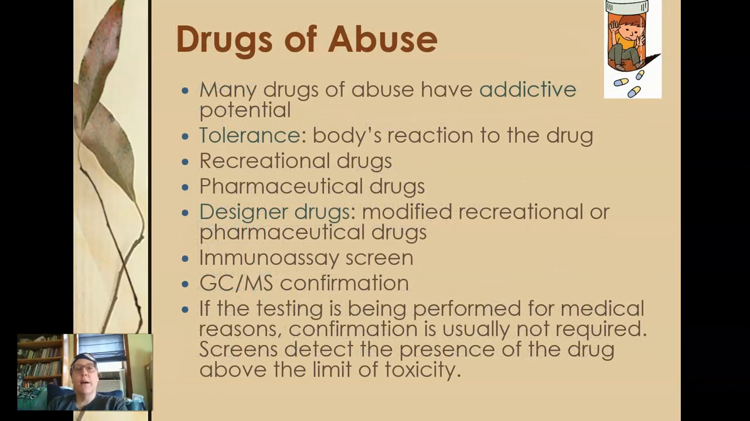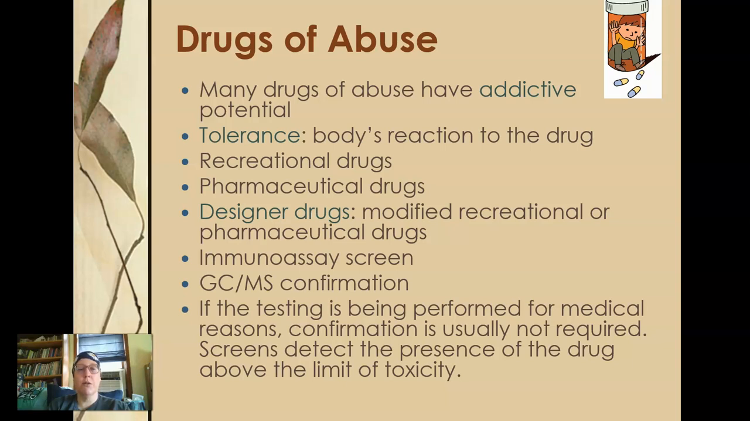Okay, drugs of abuse. So let's get into those. Many drugs of abuse have addictive potential, which is why they are abused. Tolerance is the body's reaction to the drug, and this is where the way the drug interacts with the body may downregulate certain receptors, and it usually has the effect that it takes more and more of a dose to have the same effect. So that's what tolerance is. You will know if somebody has tolerance if they come in asking, for example, for pain medications, and a dose that would normally knock somebody out barely touches them. That is definitely a big sign that they've developed tolerance.